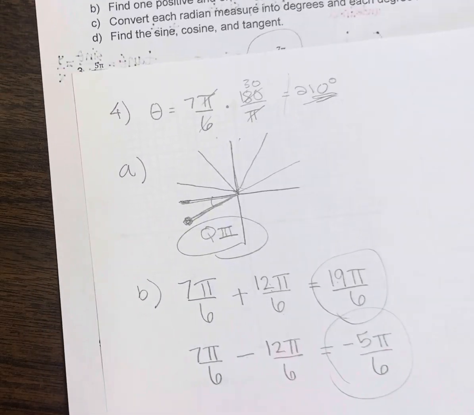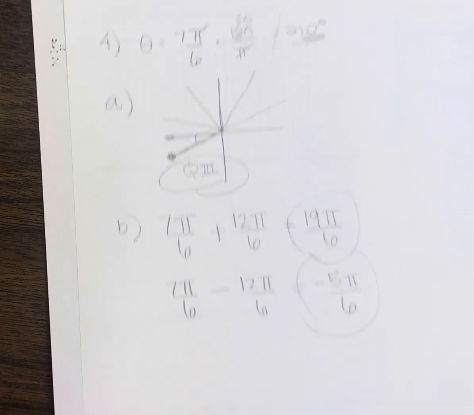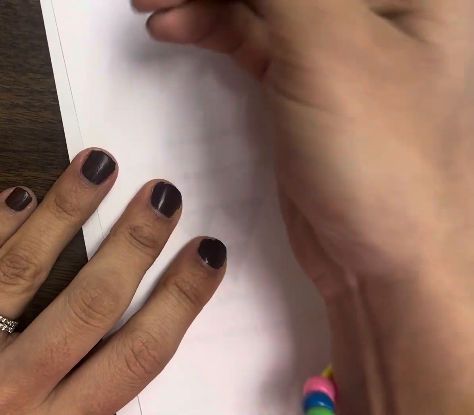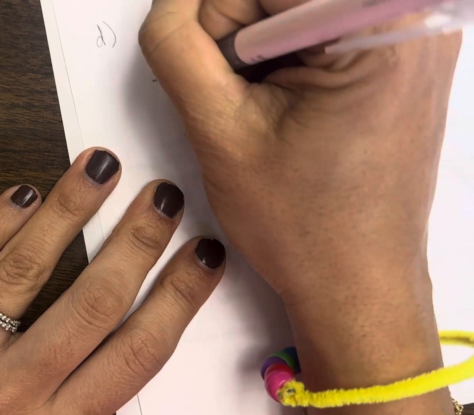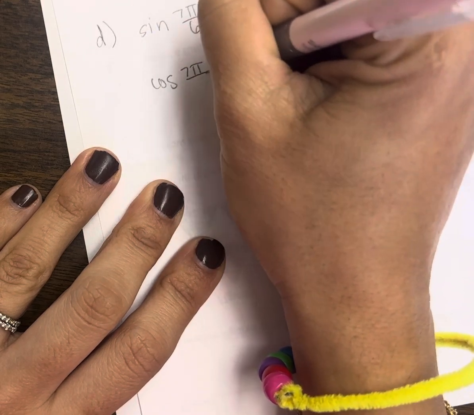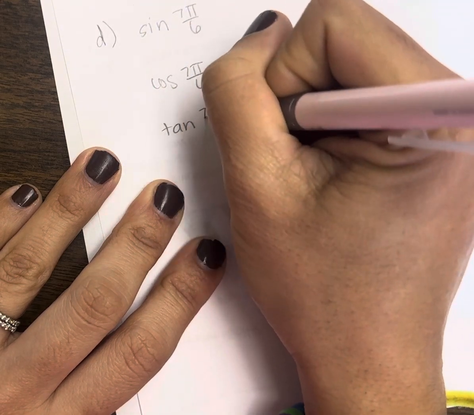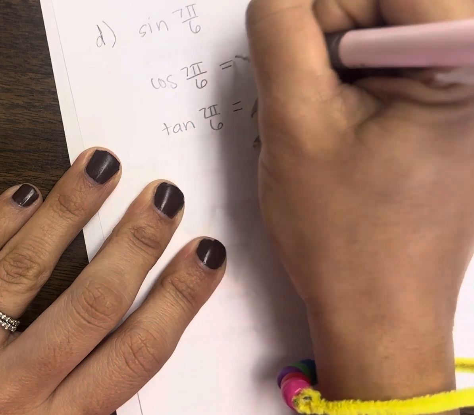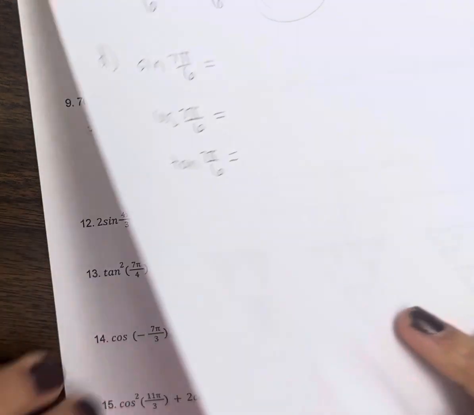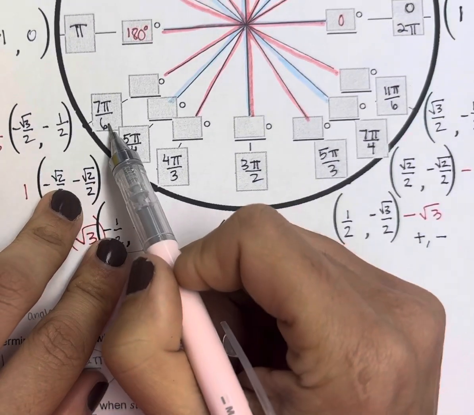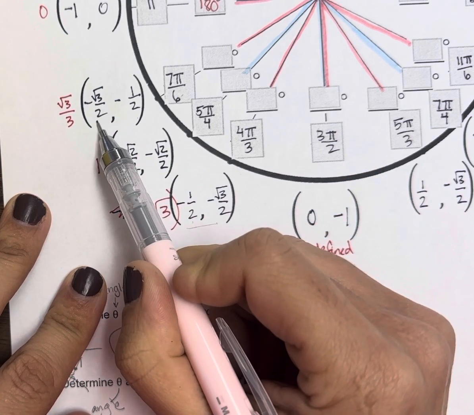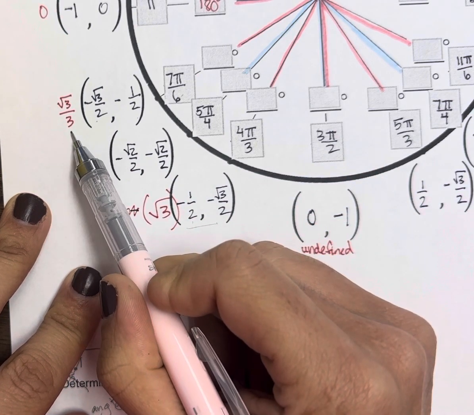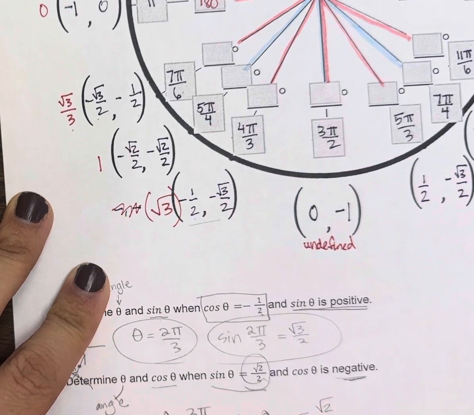And then finally, find the sine, cosine, and tangent. Okay. Sine of 7 pi over 6, cosine 7 pi over 6, tangent 7 pi over 6. Look, you got the unit circle. If you do, just find 7 pi over 6. There's the sine, negative 1/2. There's the cosine, negative root 3 over 2. There's the tangent, radical 3 over 3.